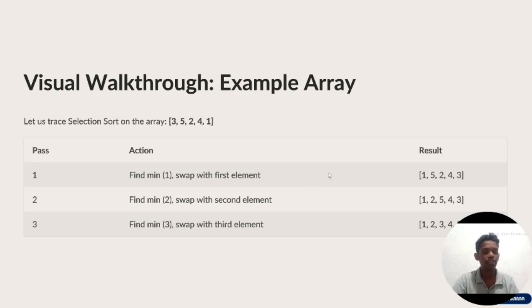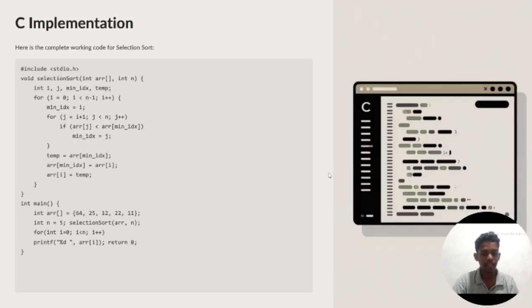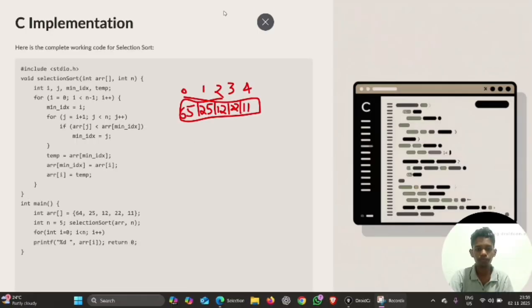Let us see the implementation of selection sort in a C program. In this implementation, we are taking two nested loops, one to select an element and one to find the minimum. After finding the minimum, we swap it using a temporary variable. So here in the first loop, it starts from 0, so the min index at the start will be 0.